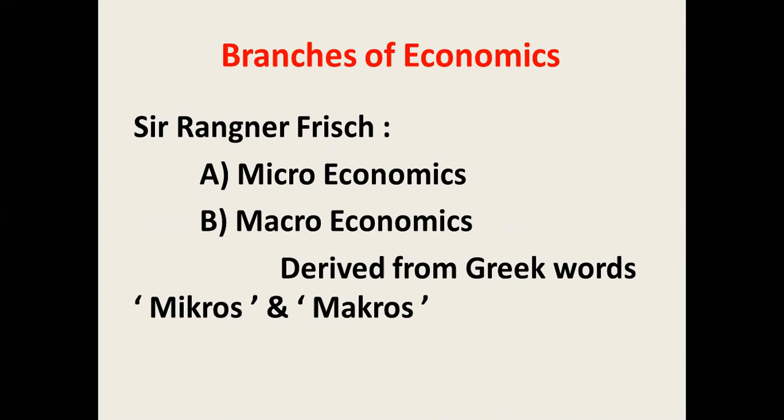Micro means small, individualistic, otherwise particular. And macro means it's a whole study, otherwise the total. The most important word is aggregate. So that is called the aggregate study. And microeconomics is like an individualistic study.